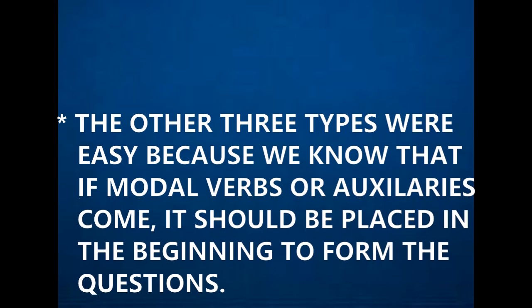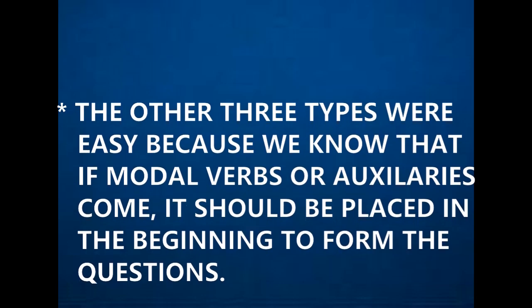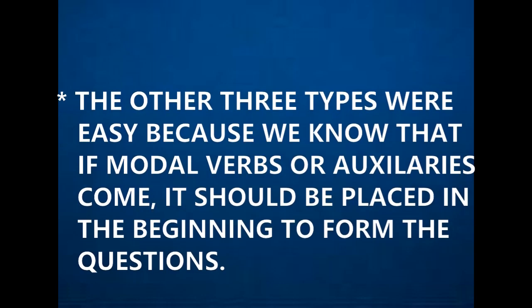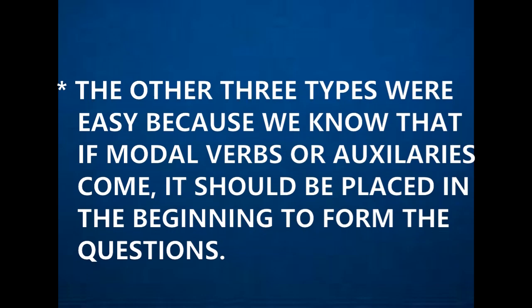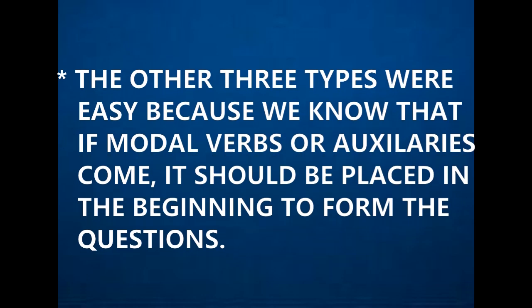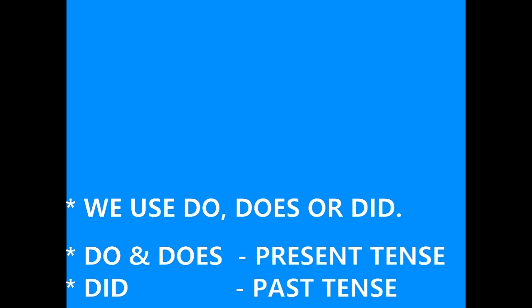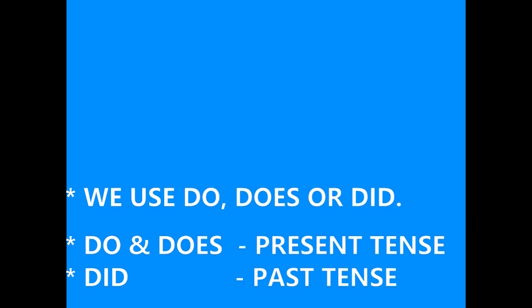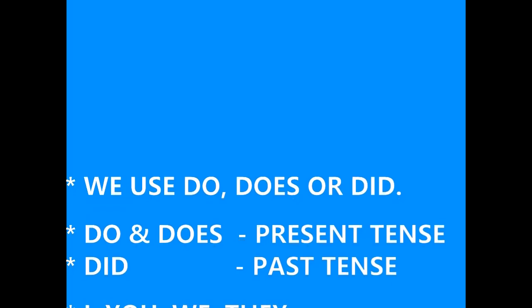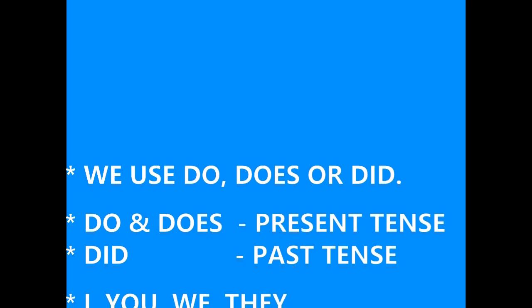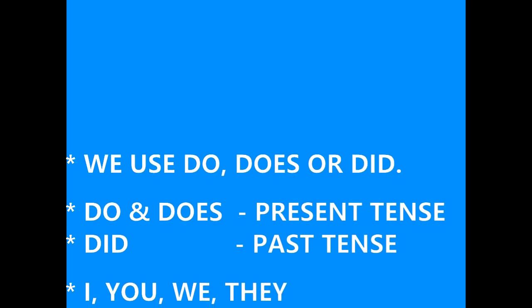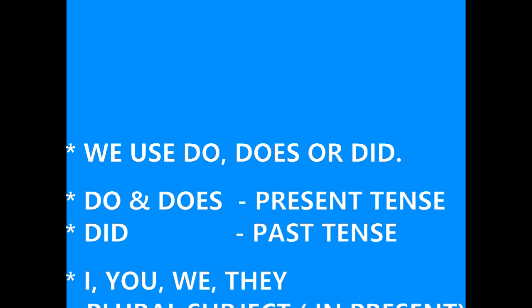So if you get a sentence without a modal verb, helping verb or auxiliary, how can you form a question? Let's begin. See, we use do, does or did. Do and does for present form of questions and did is for past tense.